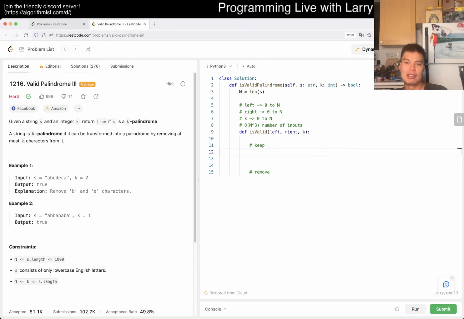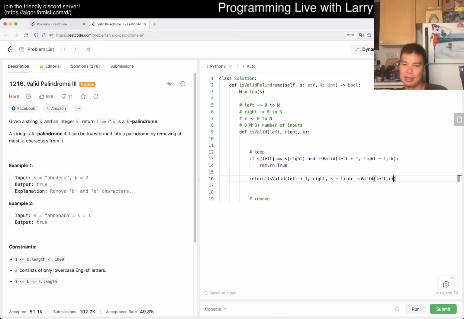But basically if s of left is equal to s of right, then we can skip ahead with is_palindrome of left plus 1, right minus 1, and we keep the same k, then we return true, right? Otherwise, we can return is_palindrome, and for memoization we have to play around with this a little bit, but we can either remove left or remove right.